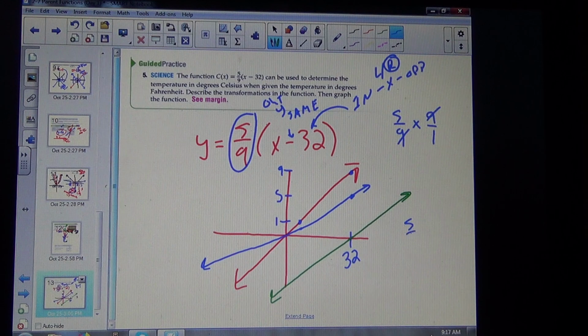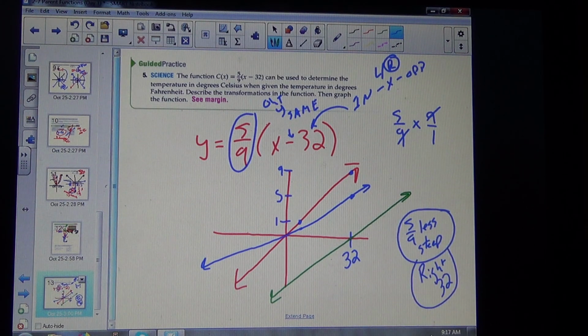Okay? So it says describe the transformation of the functions, then graph it. It got 5/9 less steep. Okay? And it was shifted right 32. And that would be the description you would use.